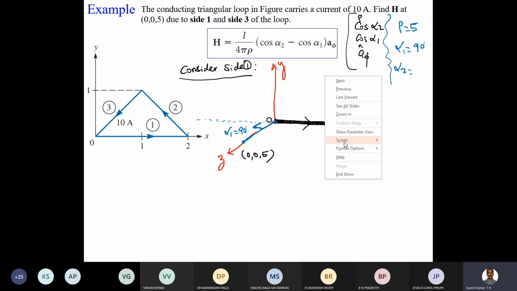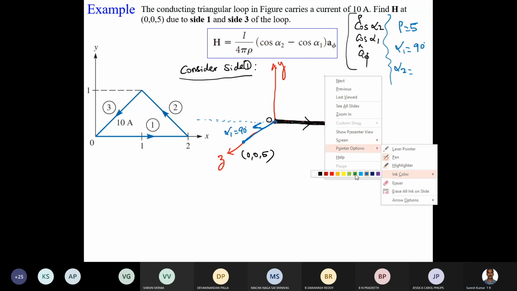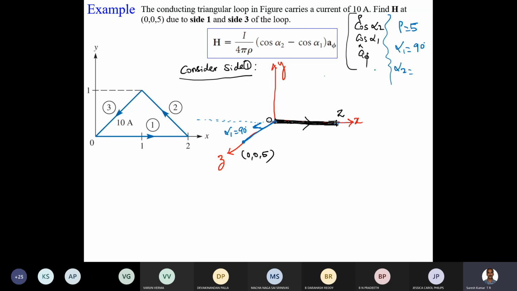Now let us calculate alpha 2. What is alpha 2? Alpha 2 is the angle between the axis of the wire and the line connecting the observer and the upper edge of the wire. So this is the axis of the wire. You connect the observer and the upper edge of the wire. So this is the green line, and this is the axis of the wire, the dotted green line. So this angle is alpha 2. Alpha 2 is the angle between the axis of the wire and the line connecting the observer and the upper edge. This is alpha 2.